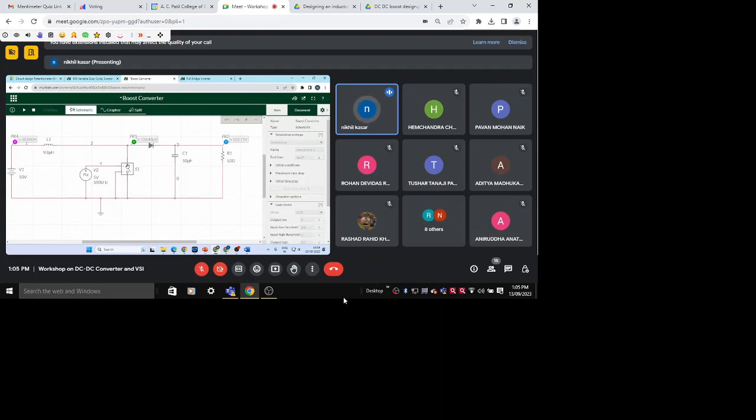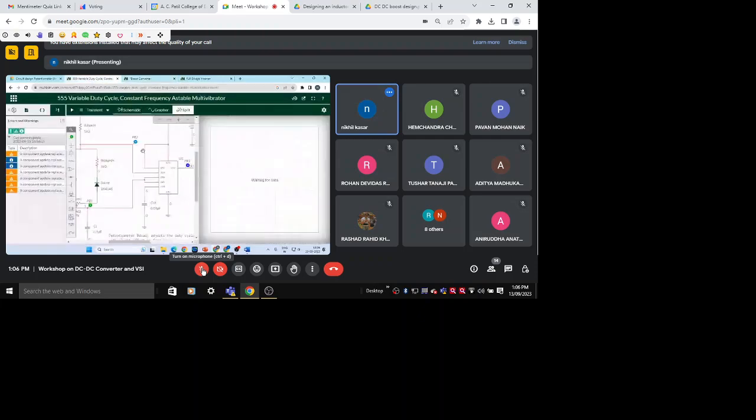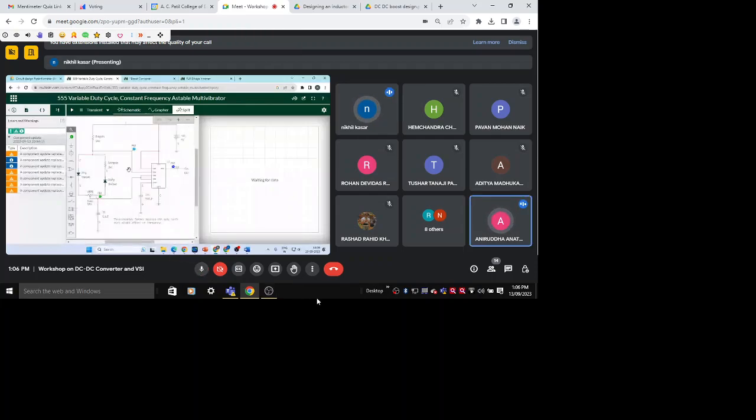astable multivibrator, using IC 555. The circuit you have studied needs a slight modification to get variable duty cycles. So this is the multivibrator circuit.